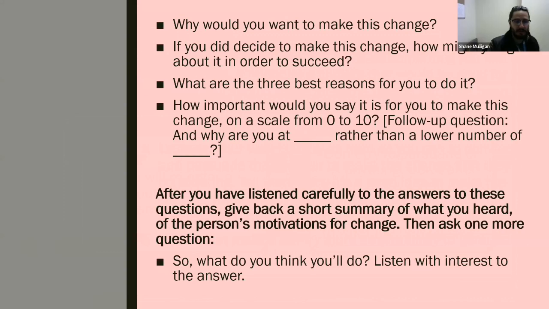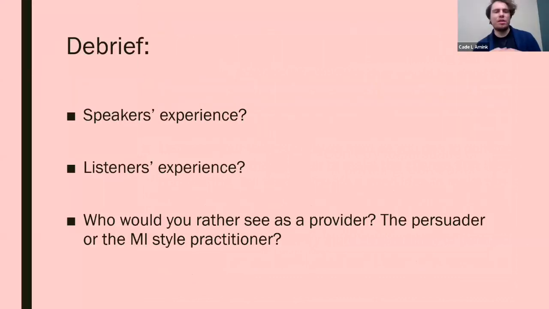Okay, it looks like everyone is rejoining us. So, stepping back into that first style of conversation we had, the persuasive one, how was that if you were the speaker? How was that experience for you?